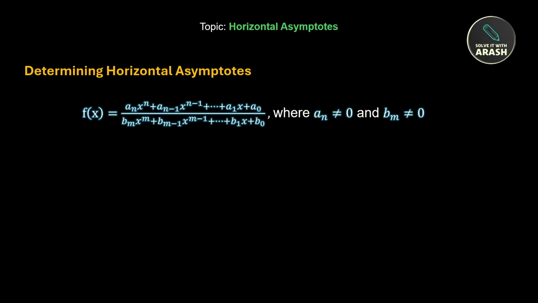Alright, let's assume f of x is a rational function, and you know the rational function is defined as a polynomial divided by another polynomial. In this case, the highest degrees are n in the numerator, and in the denominator we have m as the highest degree. So the degree of the numerator equals n, and the denominator degree is m.